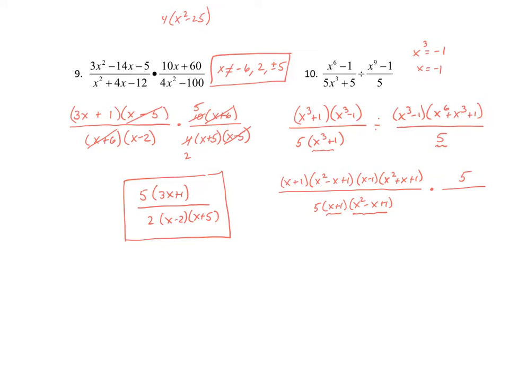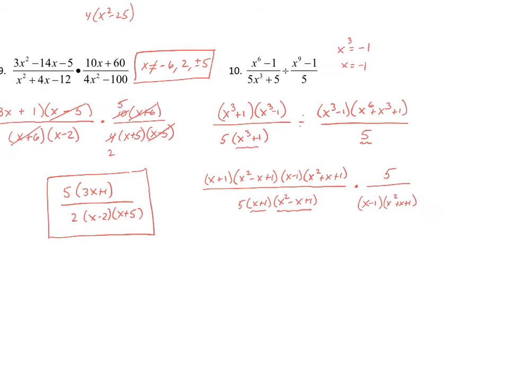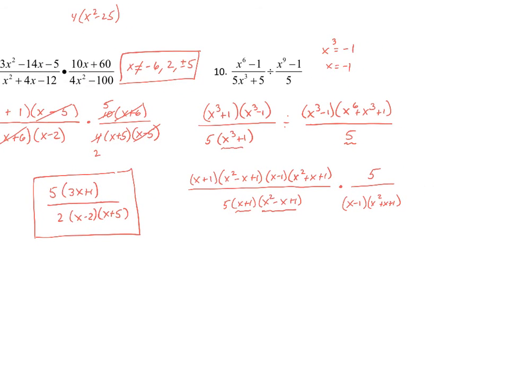here, and x to the 3rd minus 1 can factor as x minus 1 times x squared plus x plus 1. And of course I ran out of room. Let me slide over a little bit. And that will be multiplied by the x to the 6th plus x to the third plus 1. Okay, so now I've got everything completely factored. I cannot factor anything any further, so let's go ahead and simplify.